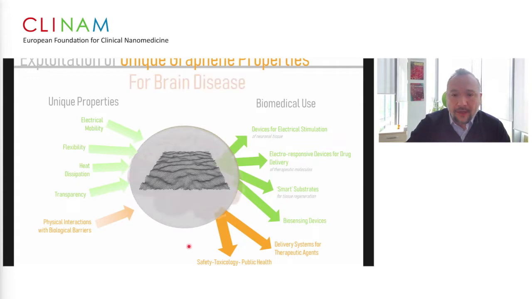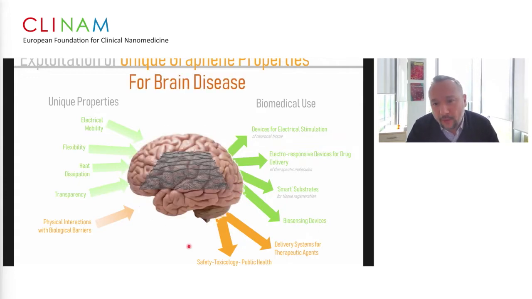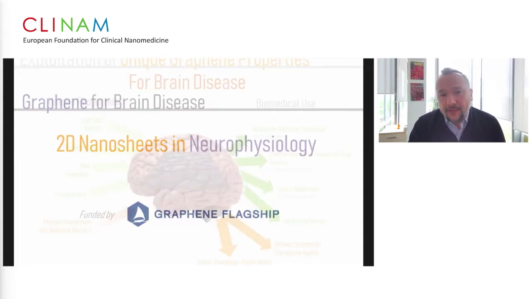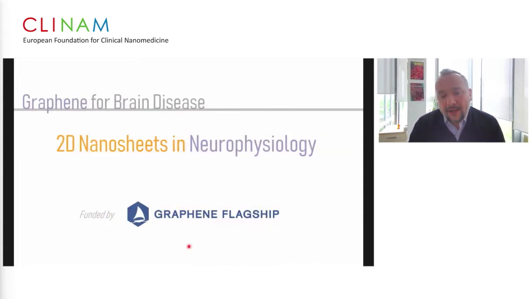So what have we done? We decided that we're going to transform the circle into a brain and apply these properties and these combinations of properties for brain disease. And that was the unique proposition, if you wish, of our research program in the European Commission in 2012. So today, we decided to give you a flavor of two areas and two particular technologies with three talks.